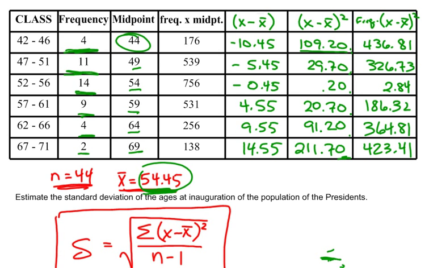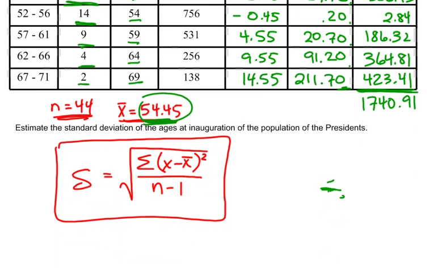Continuing along, we're going to add all these values up. And I can tell you I've already got it worked out that the sum of these is 1740.91. Now, the question is, what do we do with that? Well, we go back to our formula, and we are now going to look at what we've got in the formula, see what we can do to carry that over here.